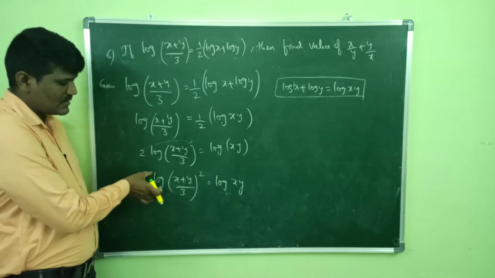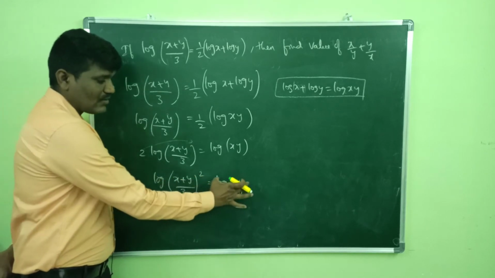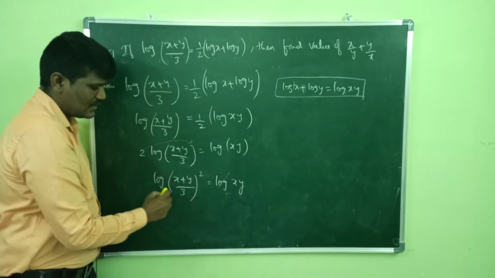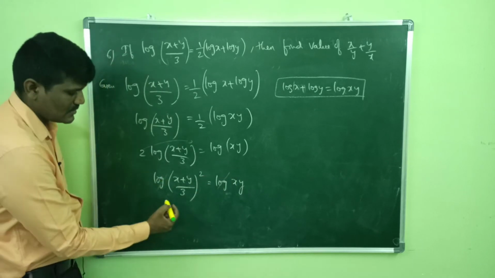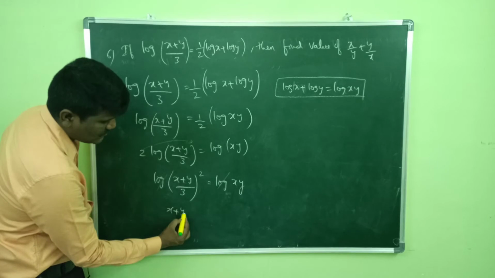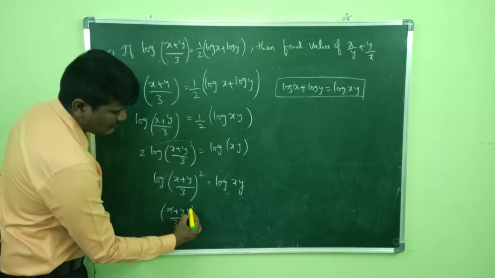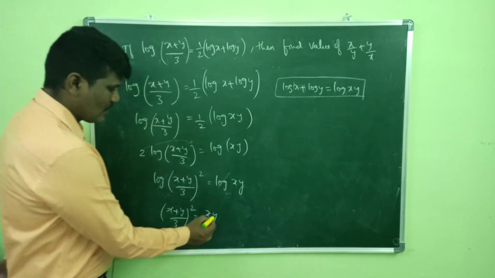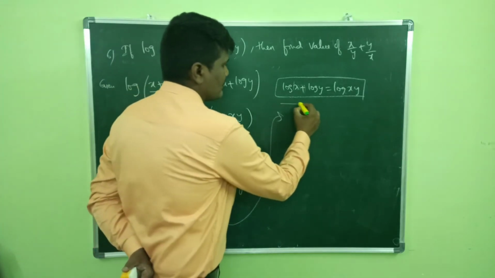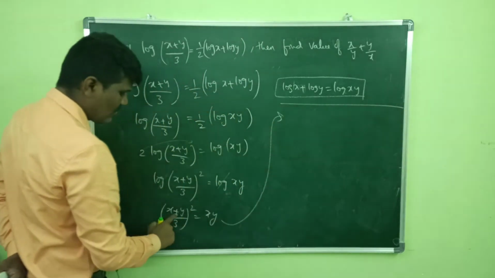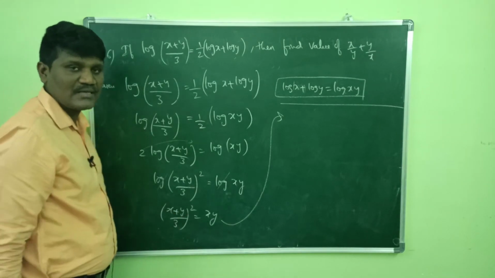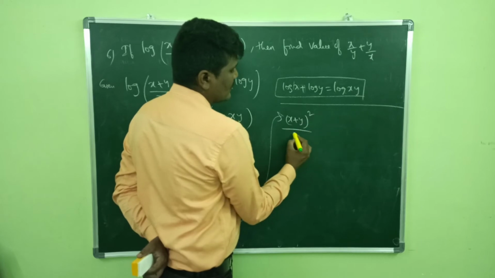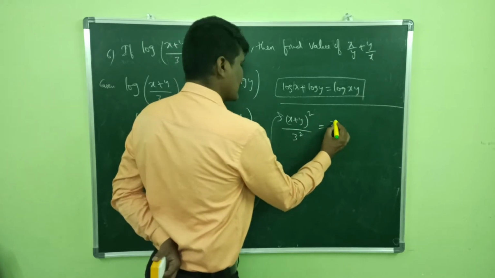Now if you observe, this is in the form log x is equal to log y. Log of something is equal to log of something. Then I can cancel log on both sides. So I'll get x plus y by 3 whole square is equal to xy. Based on this, what is the formula for this? I can write x plus y whole square by 3 square is equal to xy.